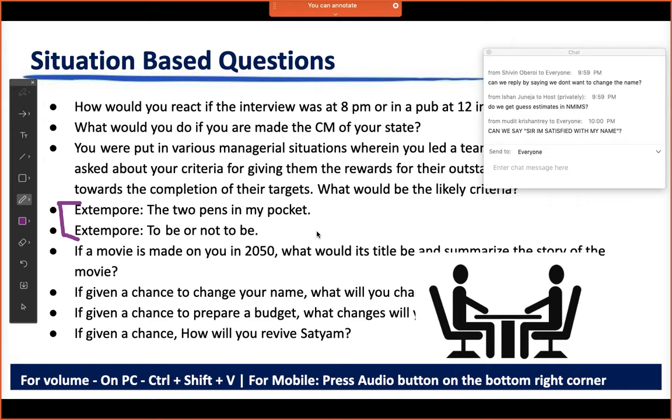Or you can say, Mudit, that I like my name, but if I have to change, why would it be and what would it be? All right. You can get guesstimate based questions, which are there in all the colleges. No hard and fast rule on that.